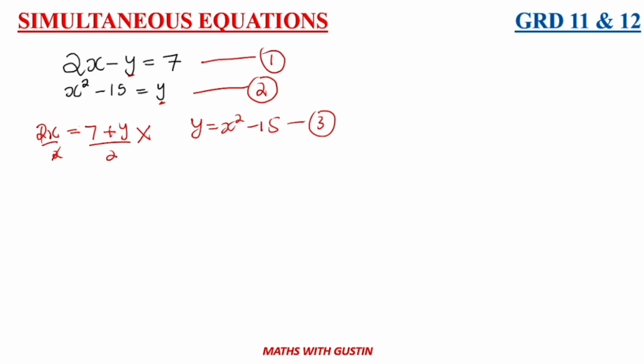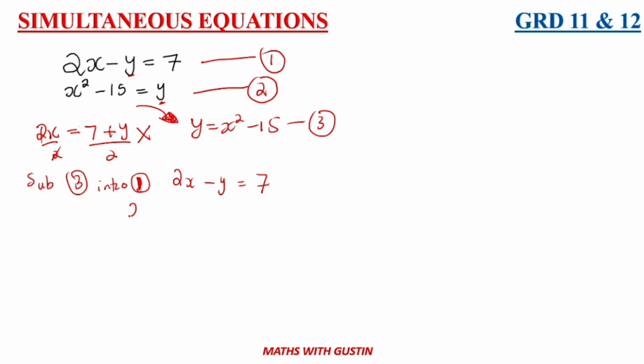We'll call this equation number 3. This is from equation number 2, which gave us that. Now you're going to tell the person who's going to mark that you're saying sub equation number 3 into equation 1. So what is equation 1? Equation 1 is 2x minus y is equal to 7. So we are substituting into this equation. Where there's y, we are going to put x squared minus 15.